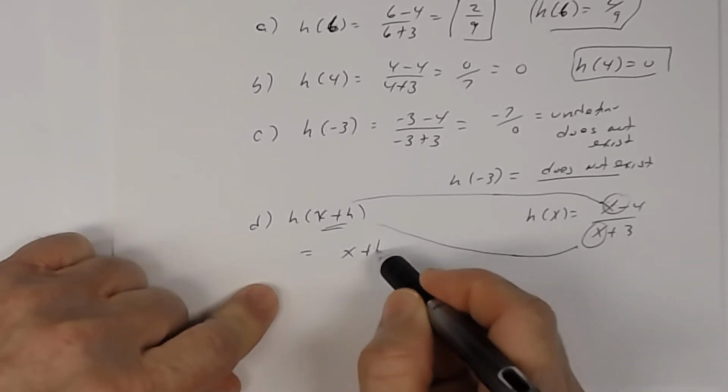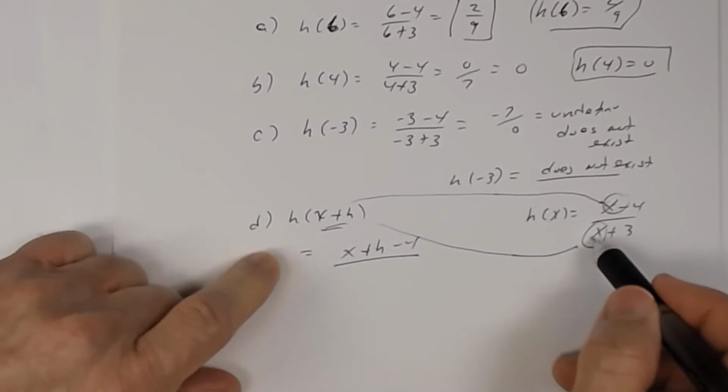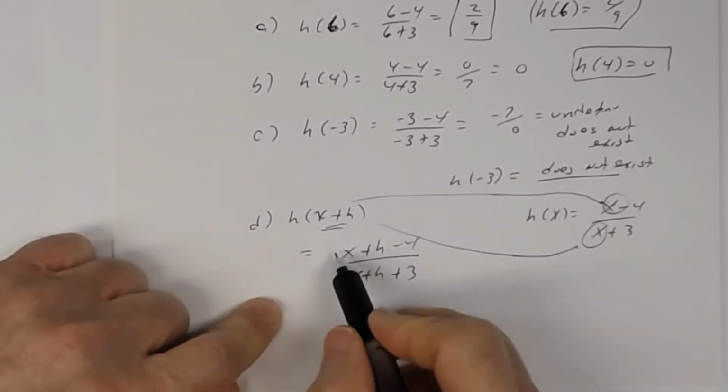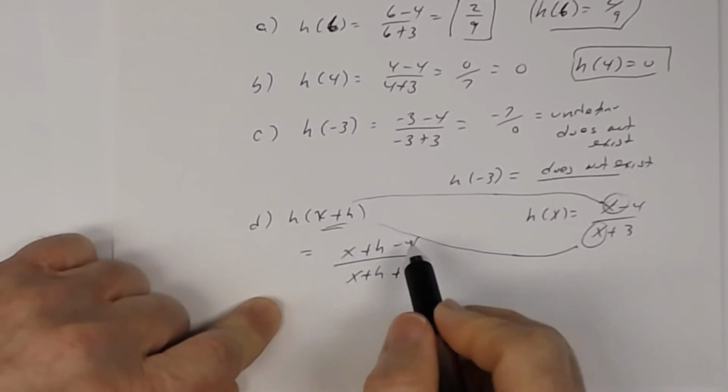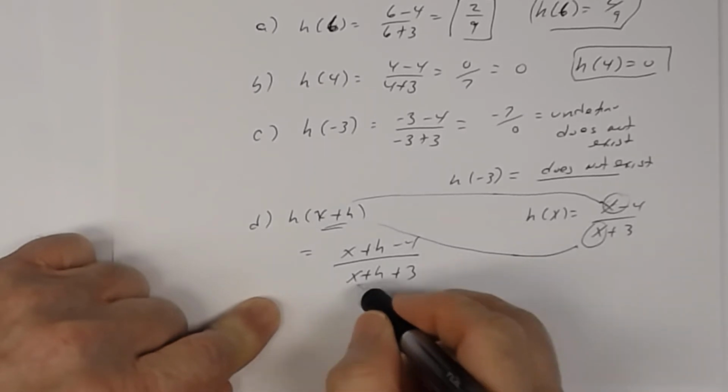Minus 4 divided by this x here becomes x plus h plus 3. Then you combine like terms if you can. Notice that the numerator, they're not ordinary like terms. The denominator are not ordinary like terms. And you're done. That's really all you can do.